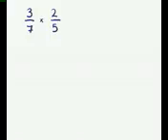In this lesson, we're going to look at multiplying fractions. This is the first example of 7 examples. We have 3/7 multiplied by 2/5.